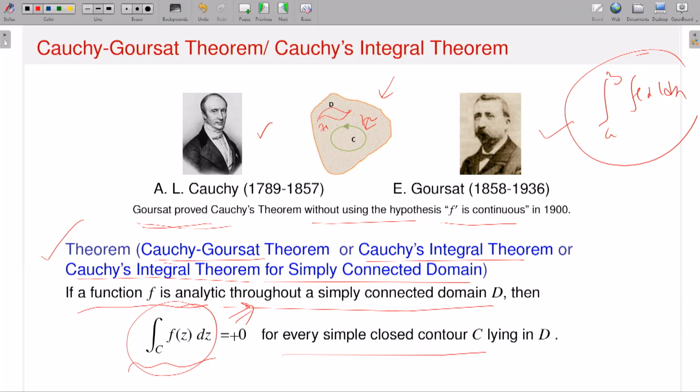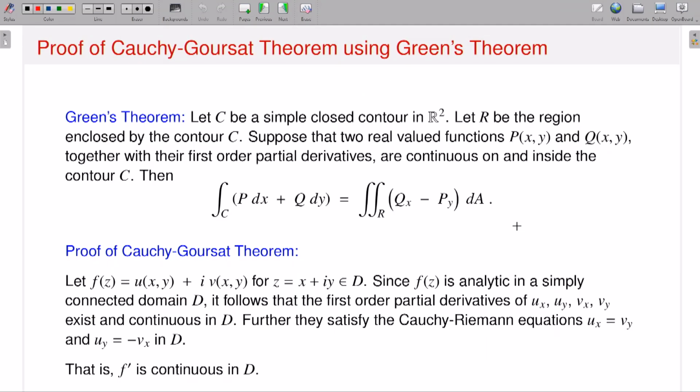Okay, but I will prove the theorem with the assumption that f prime is continuous. So let me show the proof. Of course, to prove it I need to use Green's theorem. Maybe you are familiar with it from your multivariable calculus course. So I have written the proof of the Cauchy-Goursat theorem using Green's theorem.